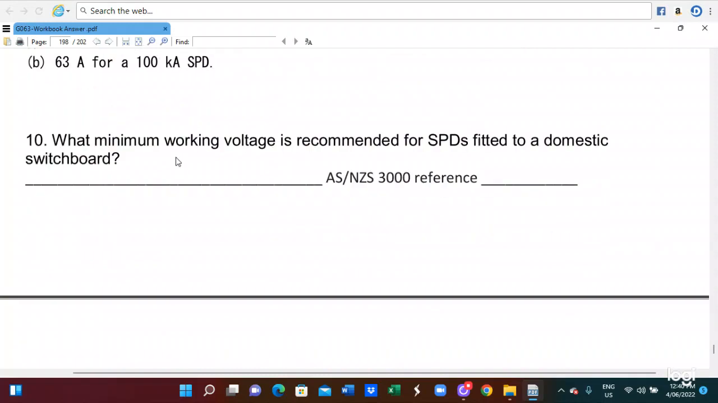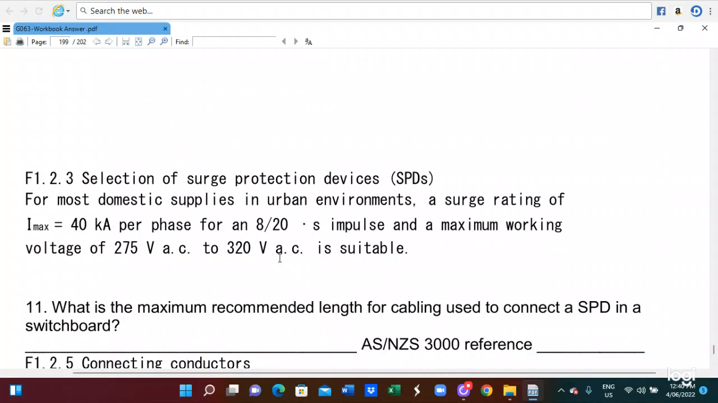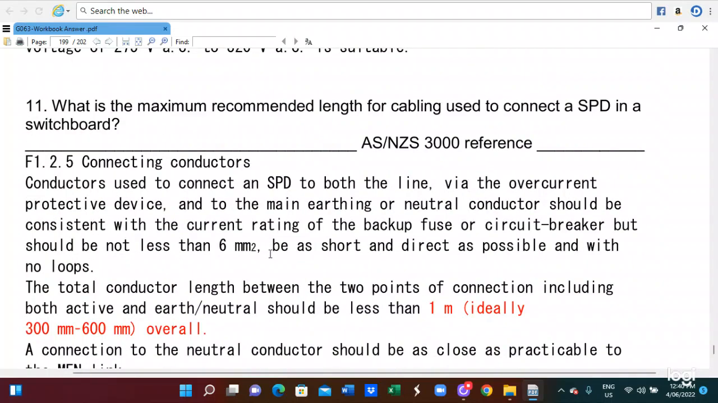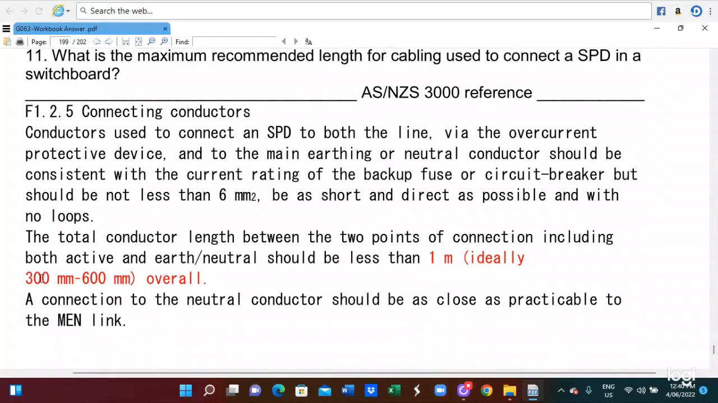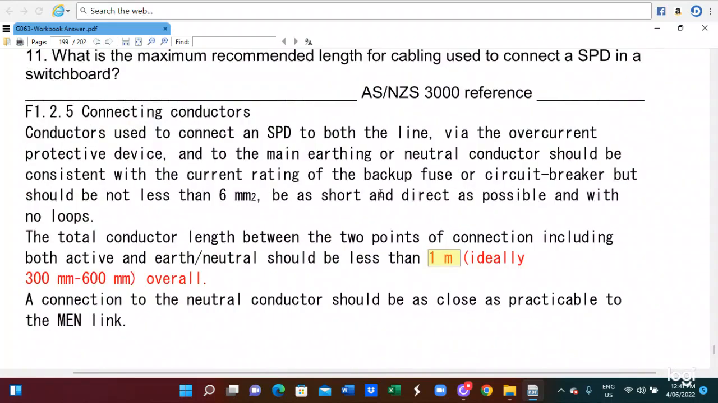Minimum working voltage recommended for SPD. You see this clause F1/2/3. The maximum current is 40 kiloampere, the voltage 275 volt AC to 320 volt AC. What is the maximum length recommended for the cable used to connect the SPD and switchboard? This is 300 to 600 millimeter overall, not more than, less than 1 meter. This is clause 1/2/5.